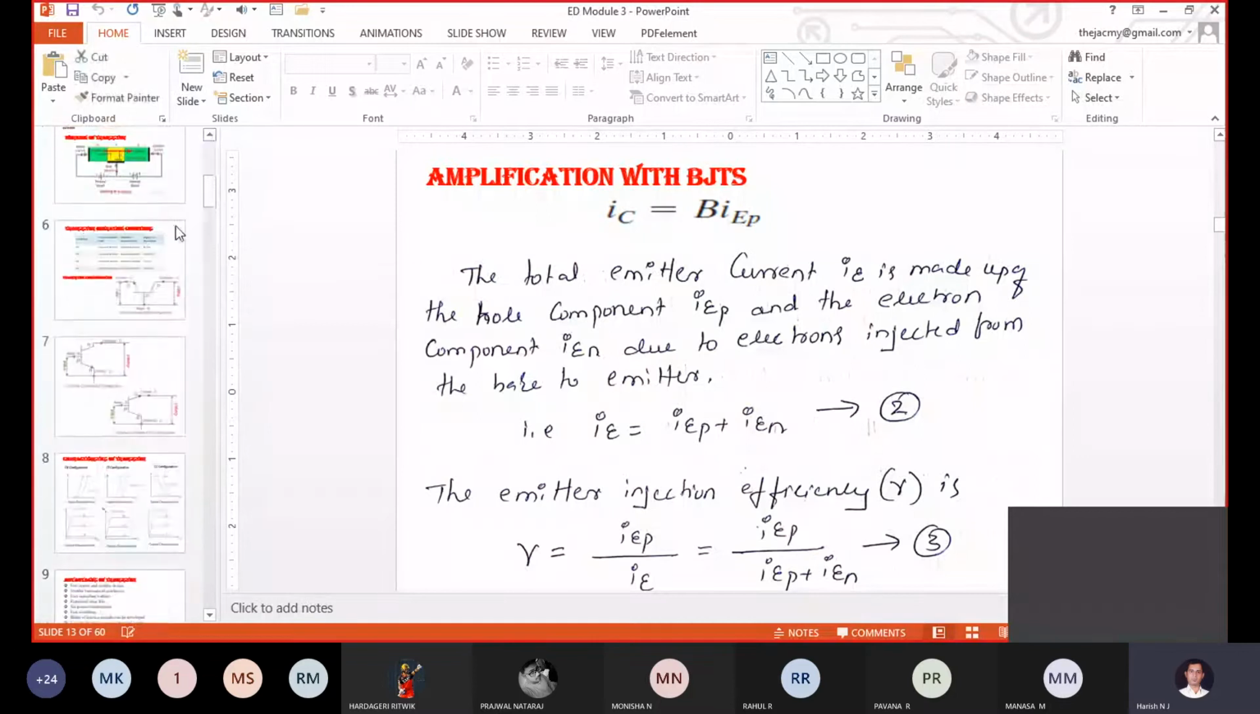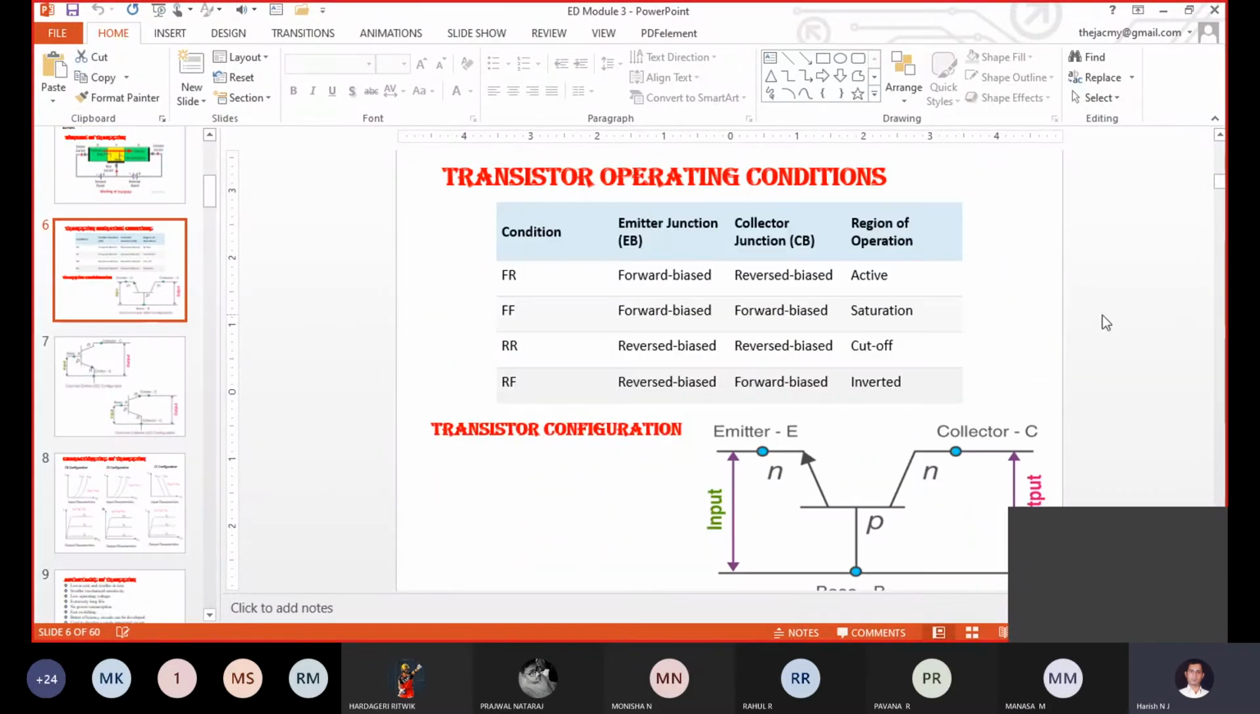So when we are discussing the configuration of a transistor, just check it out here. This is the common base configuration of a transistor, right? Gain means what? What is the general formula for gain?